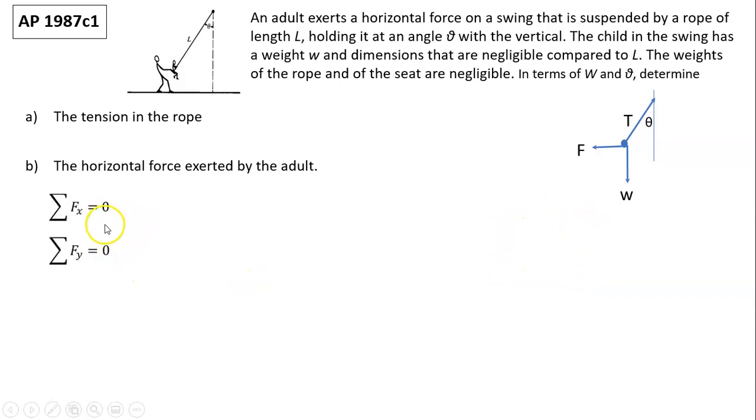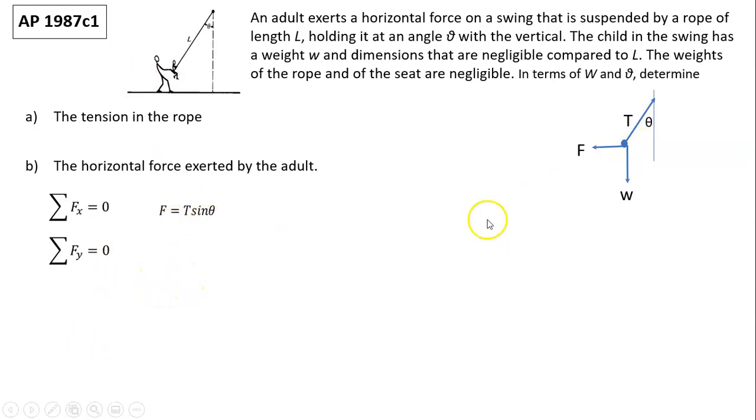Because the child is at rest, all the forces cancel out. The force in the horizontal equals 0. The force in the vertical also equals 0. The force in the horizontal to the left is F. To the right would be this part. And this part of T is really T times sine theta, because this horizontal side is opposite of theta. So we use sine. F equals T sine theta.